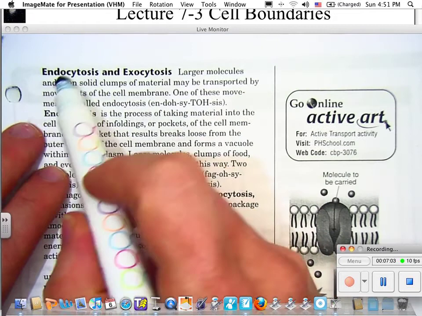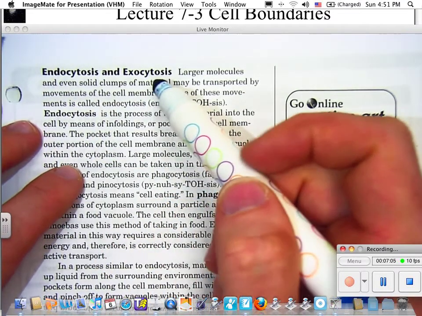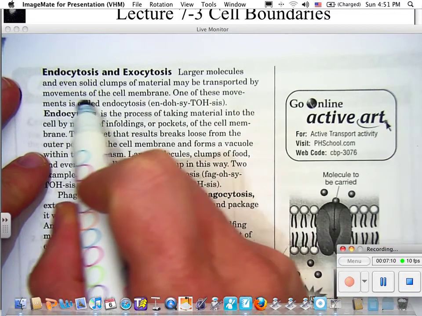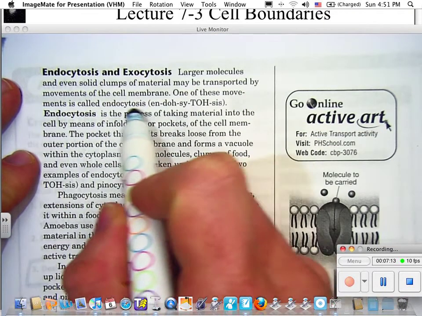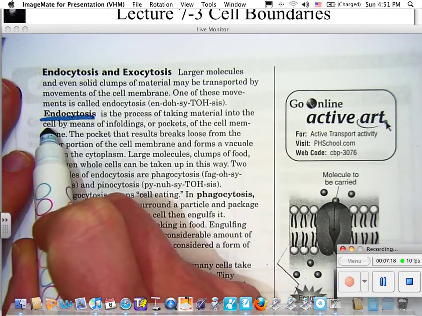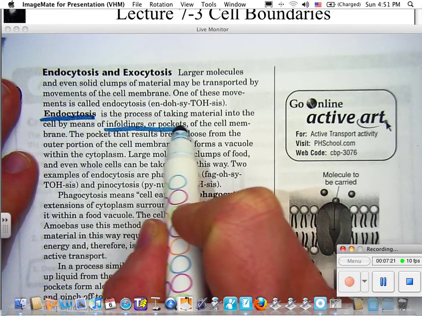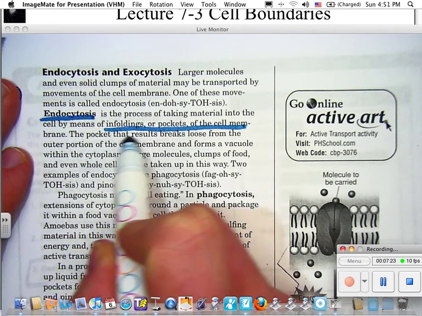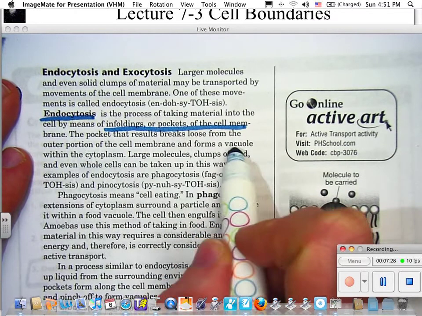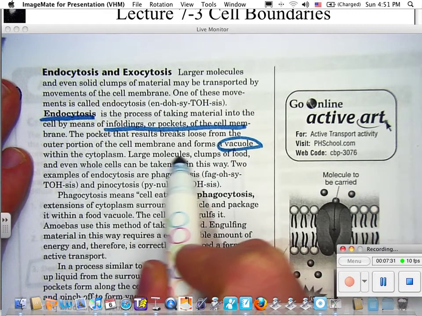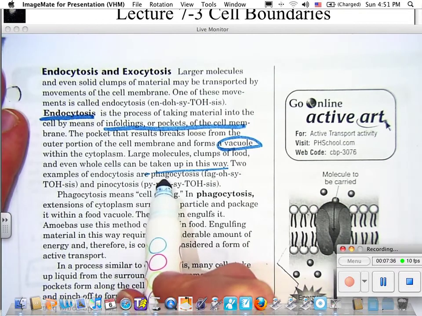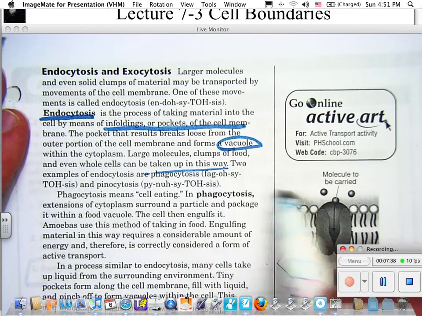Endocytosis and exocytosis. Last page, guys. Large molecules and even solid clumps of material may be transported by movement of the cell membrane. One of these movements is called endocytosis. Endocytosis, vocab word, is the process of taking material into the cell by means of infoldings or pockets of the cell membrane. The pockets that result break loose from the outer portion of the cell membrane and form a vacuole within the cytoplasm. We heard that word before. Large molecules, clumps of food, and even whole cells can be taken up in this way. Two examples of endocytosis are phagocytosis and pinocytosis.